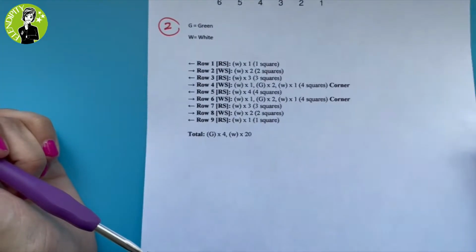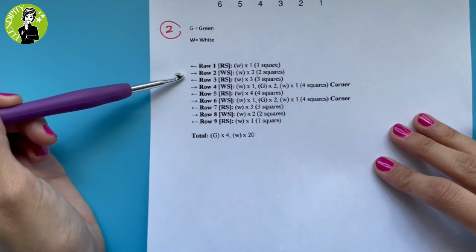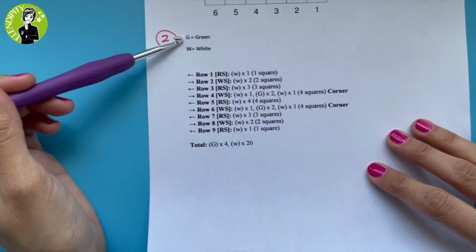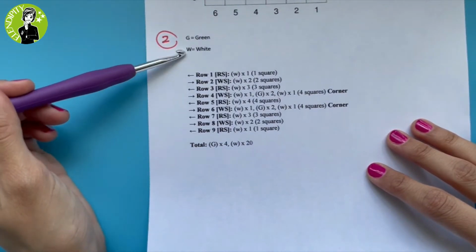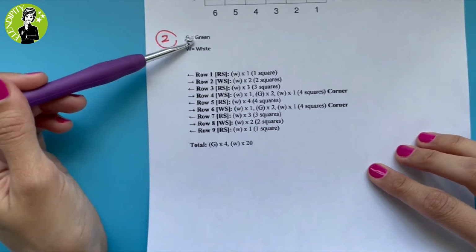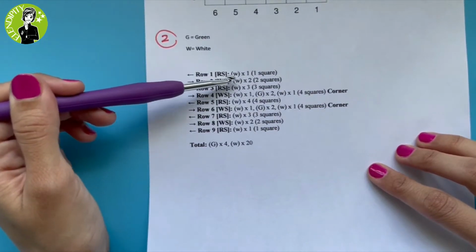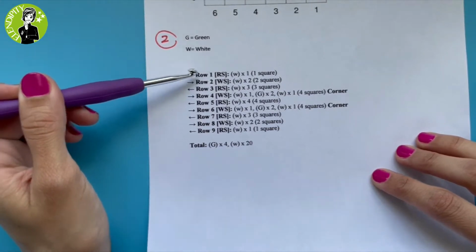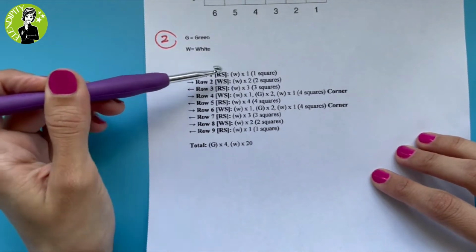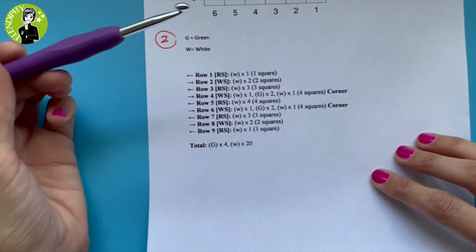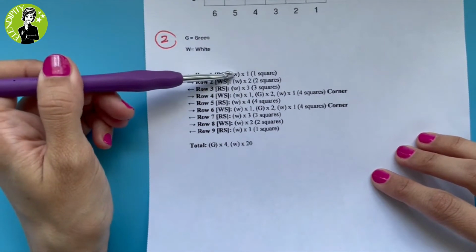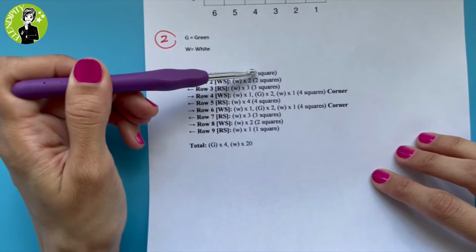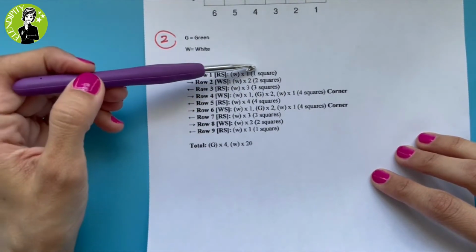The second one is the written pattern. You will see a legend with the colors, in this case they are just G and W for green and white, and it will refer as an acronym inside the pattern. So let's see how it works here. So we'll see row 1 and we have RS, that means right side, and I will show you how to mark it. W stays for white, by 1 means by 1 square, and here you will see the total of squares in this row.